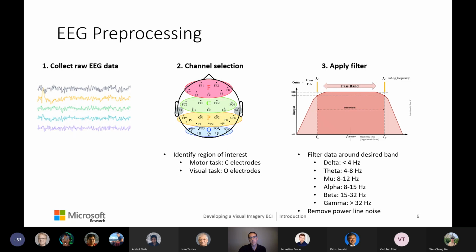The next step you would probably do is apply a filter to the data. Usually at this stage, it would mostly be eliminating any low or high frequency noise from the signal that you're not really interested in.